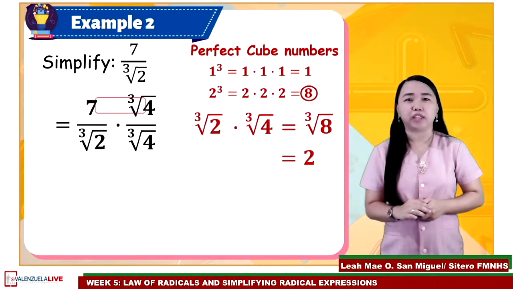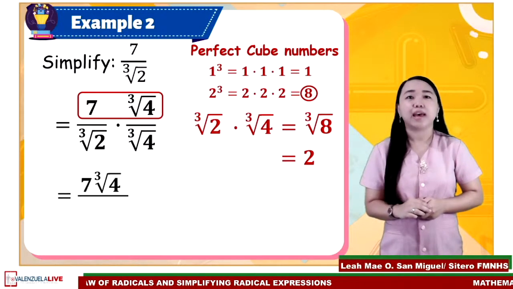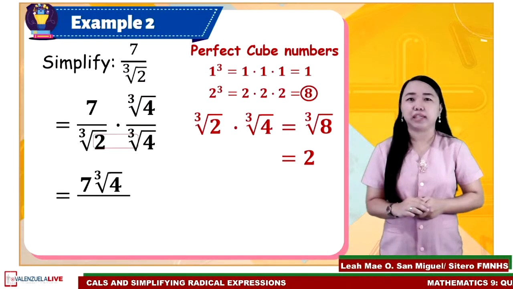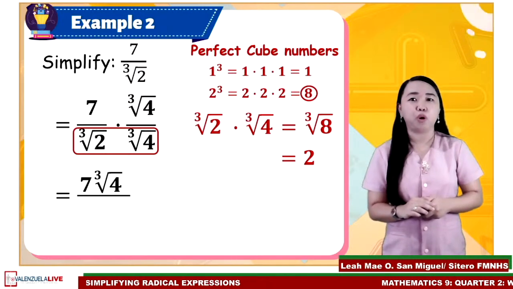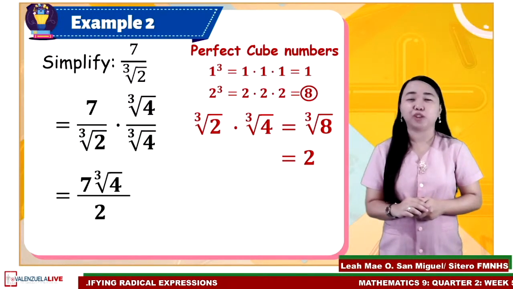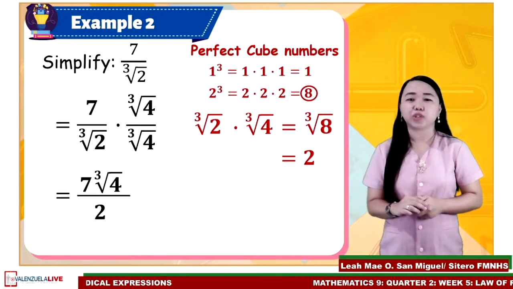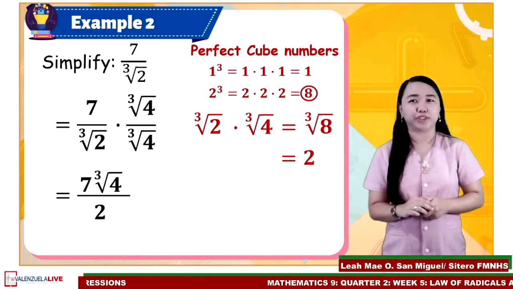Multiplying the numerator, 7 times cube root of 4 is 7 cube root of 4. And multiplying the denominator, cube root of 2 times cube root of 4 is cube root of 8, or 2. Therefore, the final answer is 7 cube root of 4 over 2.